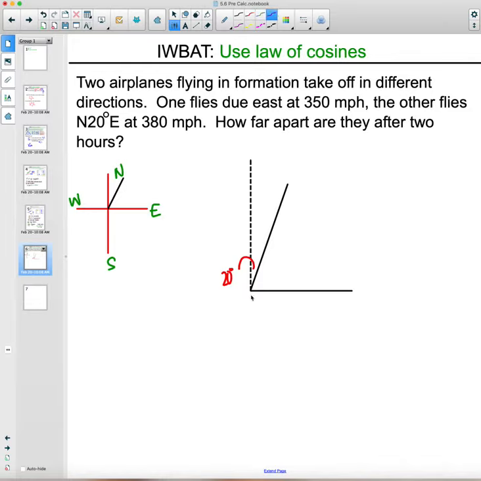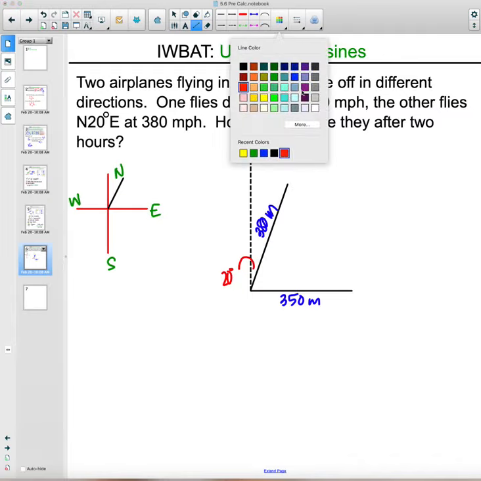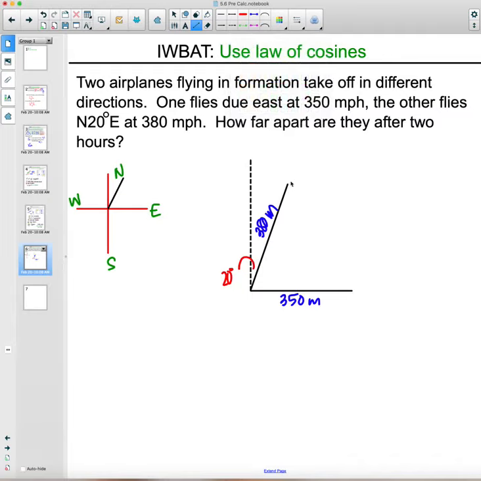Now remember how far they flew. So let's just do an hour just to make it easy. Let's pretend both planes have flown for an hour. So this plane going due east has gone 350 miles in that 1 hour. And this plane flying 20 degrees off of north has gone 380 miles in that 1 hour. And then we want to know, how far apart are they? So this distance right here is what I want to find. That's what I'm trying to come up with.